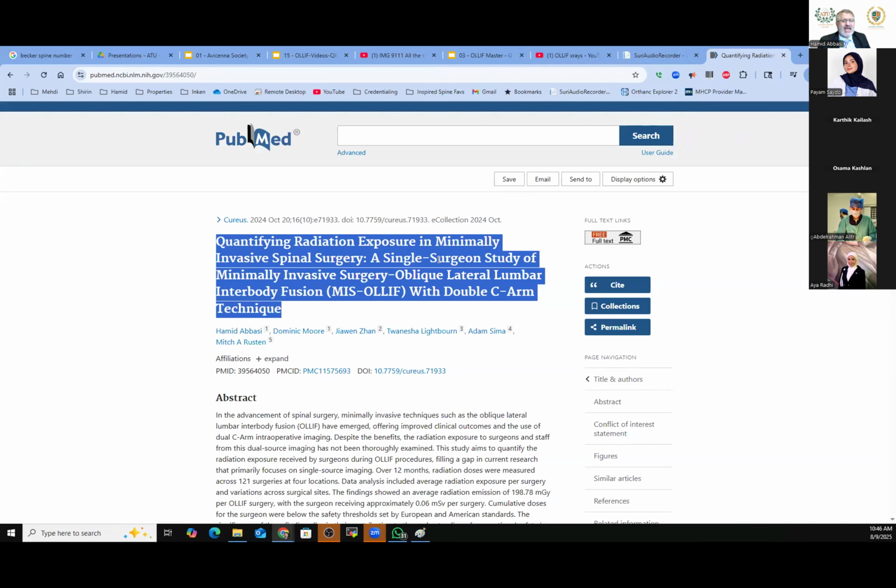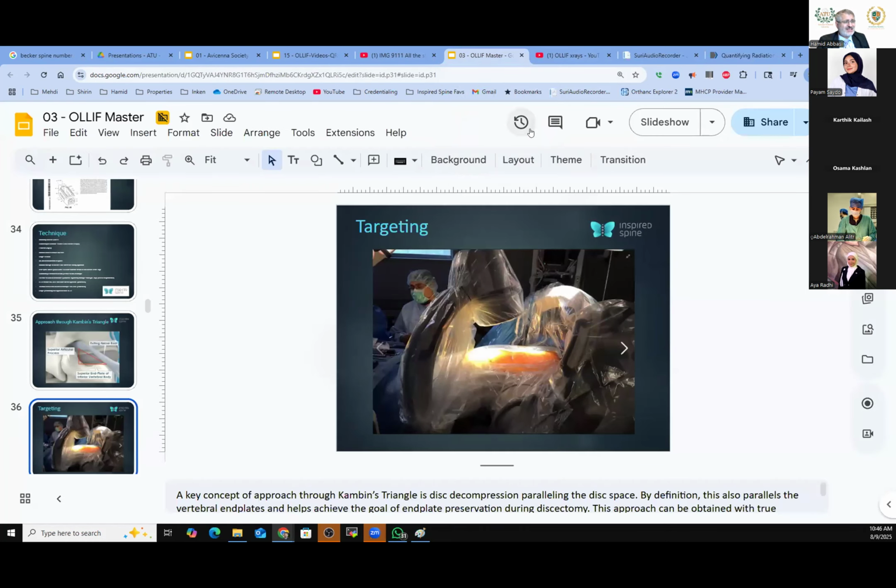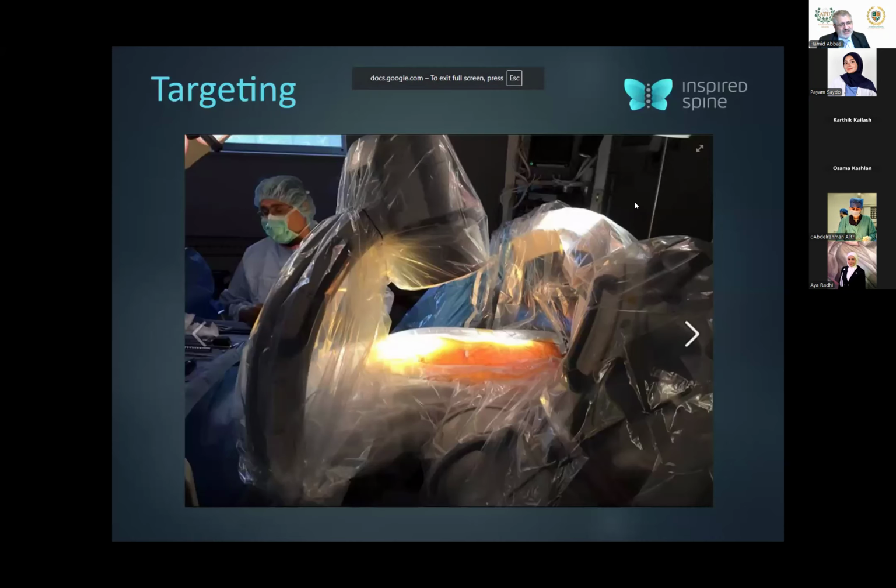Go read about that. By proper technique, after the learning curve, for somebody who does like 400 of these cases a year, your radiation exposure is like an interventional radiologist at 1/3 of the value that the European organization says is the maximum. We are at 1/3 of that. But there should be a lot of effort to make it even better.